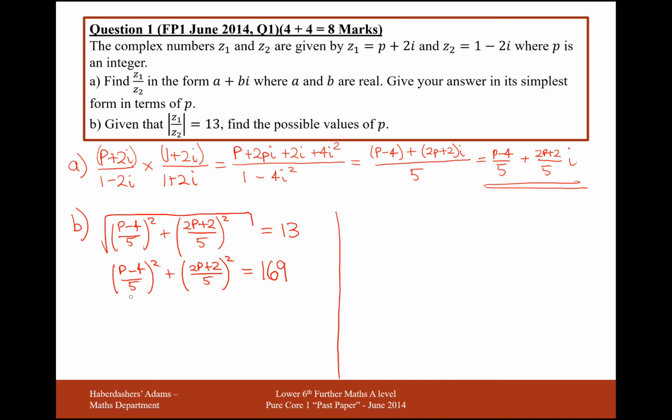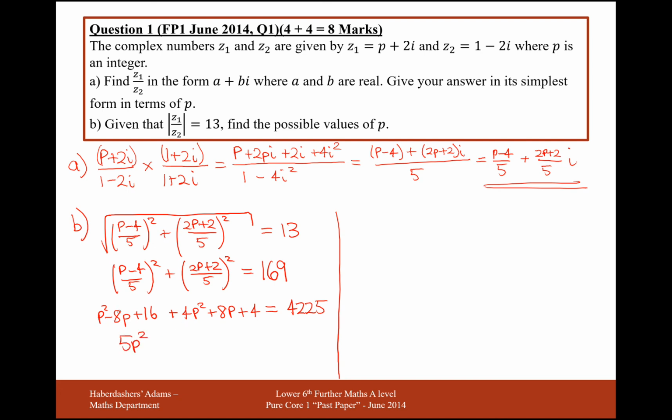Right, so then what I'm going to do is expand the brackets. So it would be p squared minus 8p plus 16. And on the top of the other one, it's going to be 4p squared add 8p add 4. And it's all going to be over 25, so I'm going to times by 25 on the other side, which will give me 4225.